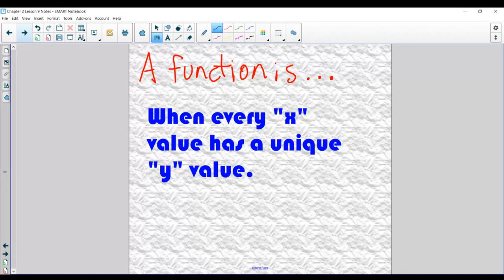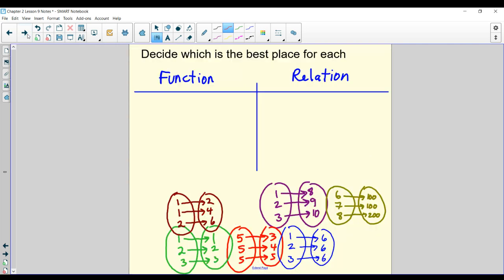So let's start off with a function. A function, definition-wise, is when every x value has a unique y value. So if you look at, say, a list of points, you essentially don't have any repeating x's. So no x repeats. Okay, so let's go through some sets of points to see which ones are functions and which ones are not.